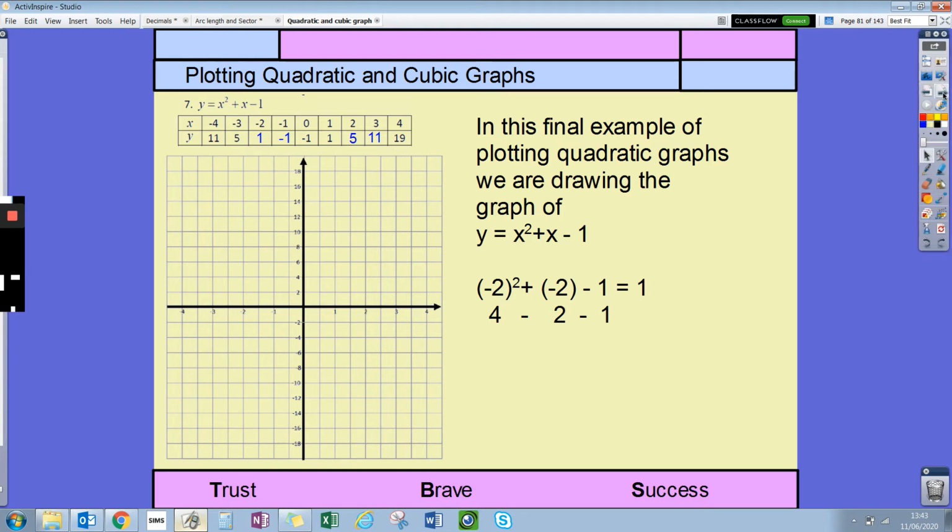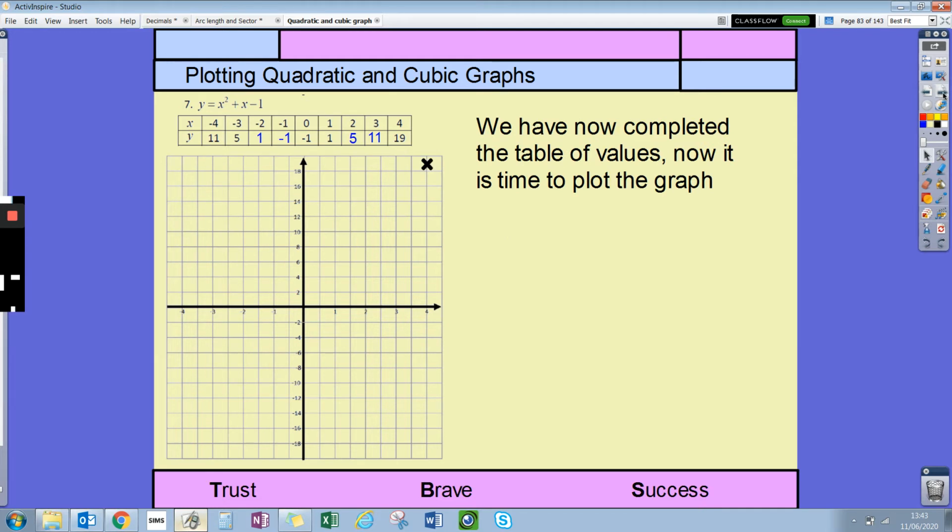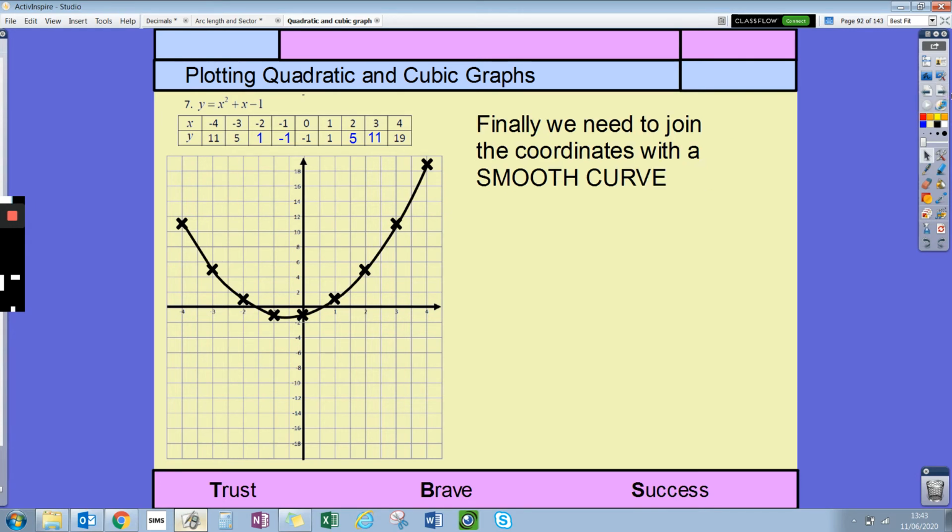So (4, 19), (3, 11), (2, 5), (1, 1), (0, -1), (-1, -1), (-2, 1), (-3, 5), and (-4, 11). And again, the last thing to do here is join them together with a smooth curve.